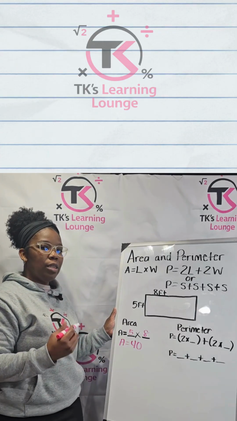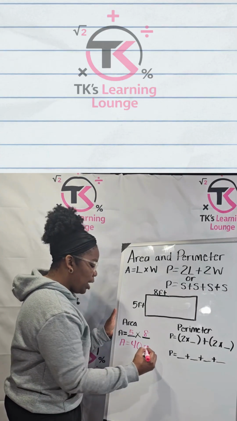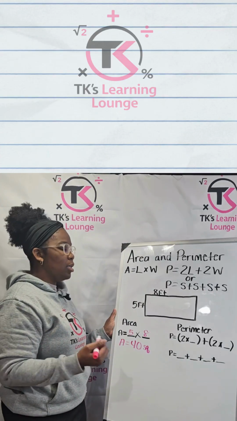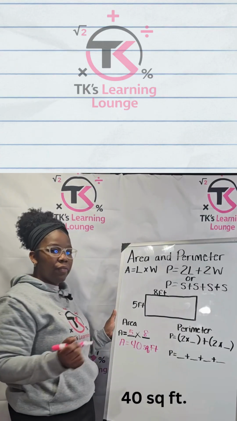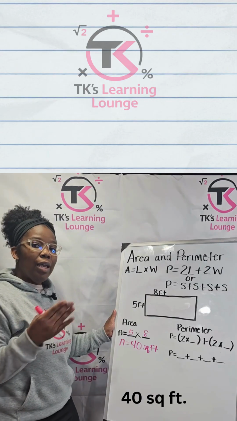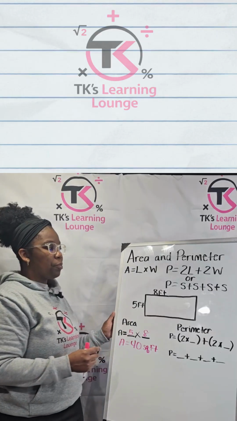Now I'm going to make sure that when I write this, I do not forget two things. I need to make sure I put square behind it and whatever our unit of measurement is. In this case, it's feet. So my answer is going to be 40 square feet. So again, area is the measurement of the inside of the space.